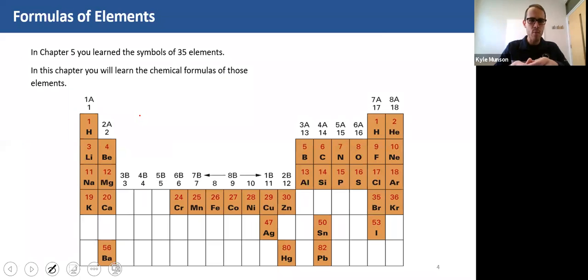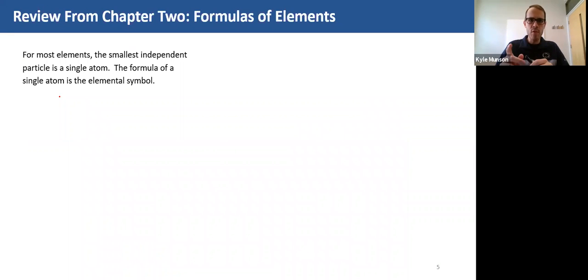And we've already learned about the symbols of 35 elements. And in this chapter, we're going to learn the chemical formulas of those elements. And that's something we actually, like I said, already learned. So really, it should say more that in this chapter, we're going to review the chemical formulas of these elements because it's something we already talked about in chapter 2. All right. So review from chapter 2, formulas of the elements.